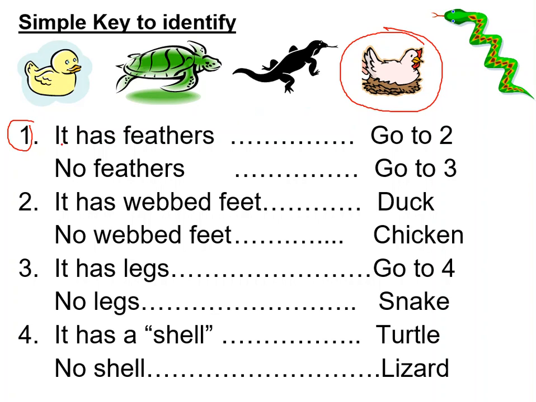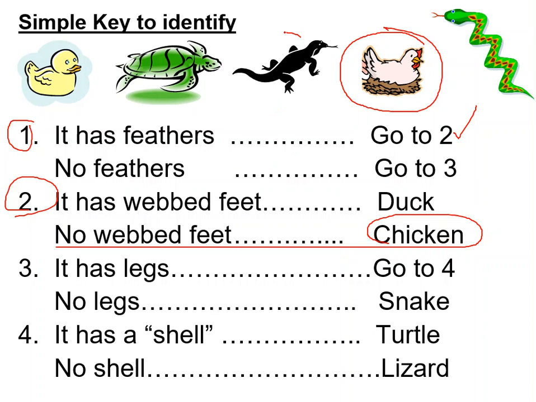So, does it have feathers? It has feathers. Yes, it does. Go to number 2. Number 2 says, it has webbed feet. Well, no, chickens don't have webbed feet. So this thing doesn't have webbed feet. No webbed feet means it's a chicken. There it is.